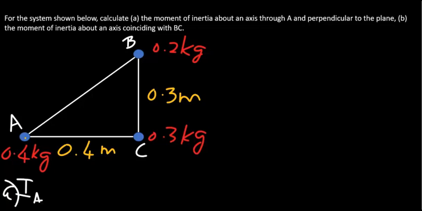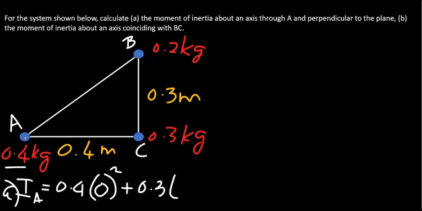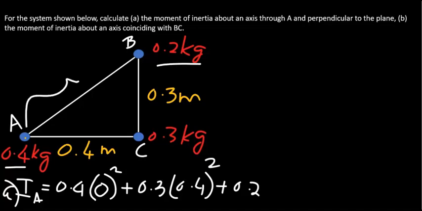Moment of inertia through an axis passing through point A. Let's do one by one. Let's start with the 0.4 kg object. So 0.4 times the square of the distance to the axis of rotation. The distance is 0, so 0 squared, no contribution there. Let's get to the second object, the 0.3 kg object. The perpendicular distance to the axis of rotation is 0.4, so 0.4 squared. And now the final contribution, the 0.2 kg object, that is that one. The perpendicular distance is that distance.